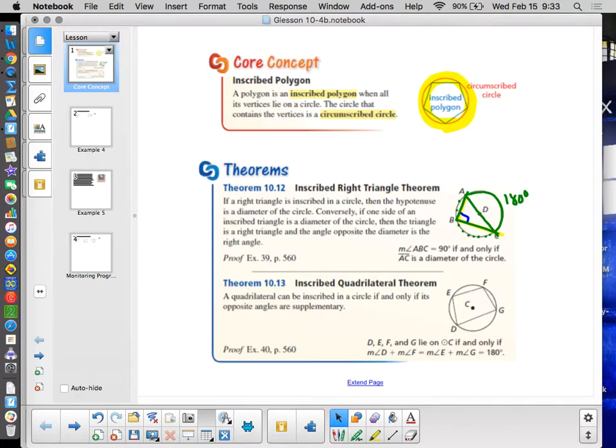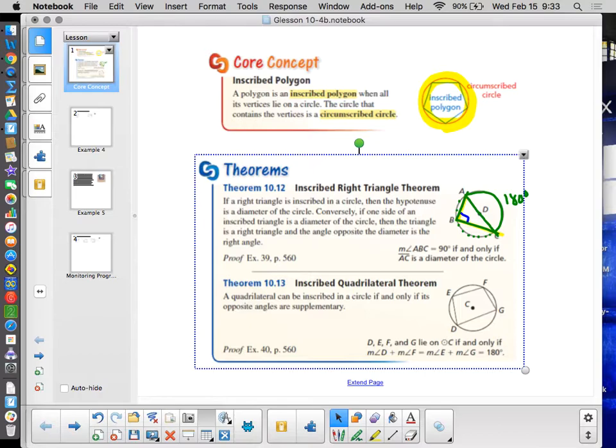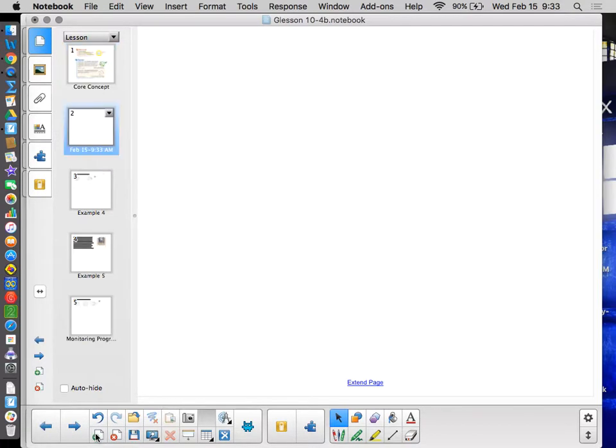Inscribed quadrilateral theorem, that's our other one here. The inscribed quadrilateral theorem says a quadrilateral can be inscribed in a circle if and only if its opposite angles are supplementary. Now this is a little bit more subtle. So let's take a look at this in a little more detail.